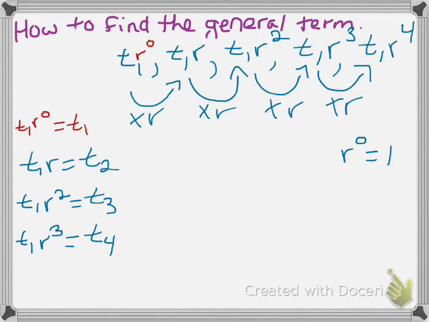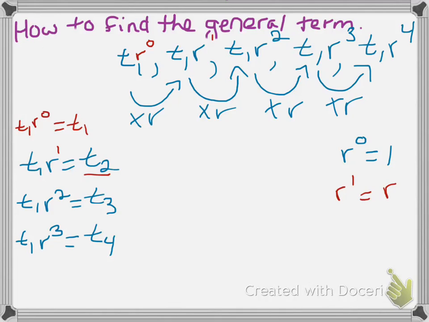And then we also know that r to the power of 1 is equivalent to itself, so it's equivalent to r. Anytime you have r to the power of 1, which is what happens when we generate our second term, it gives us our second term. So if we have a look at this, we should be able to see a pattern.